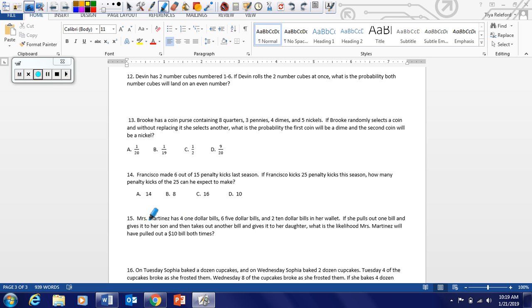Number 15 says, Mrs. Martinez has 4 $1 bills, 6 $5 bills, and 2 $10 bills in her wallet. I'm going to make a list, because you know that helps me. 4 $1 bills, 6 $5 bills and 2 $10 bills. Did I get it right? Okay. If she pulls out one bill and gives it to her son, and then takes out another bill and gives it to her daughter, what is the likelihood Mrs. Martinez will have pulled out a $10 bill both times?